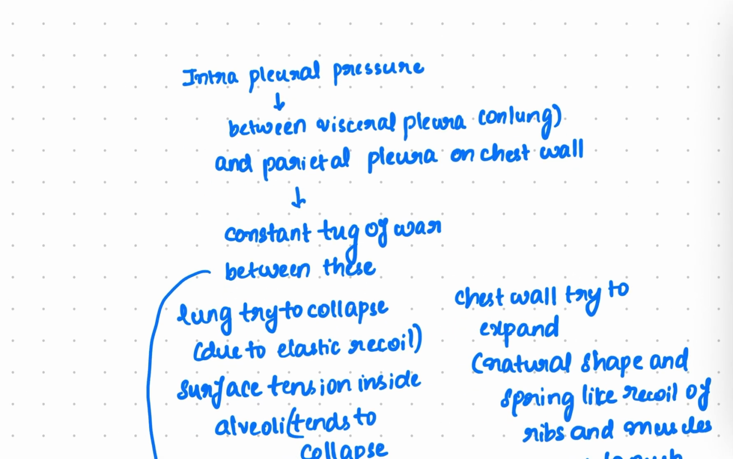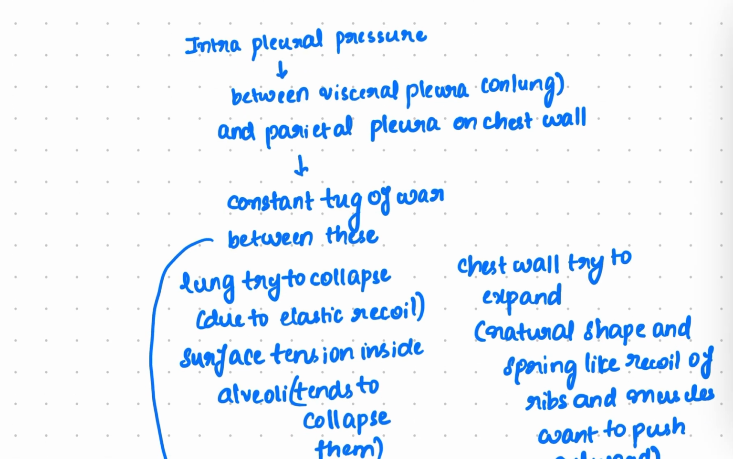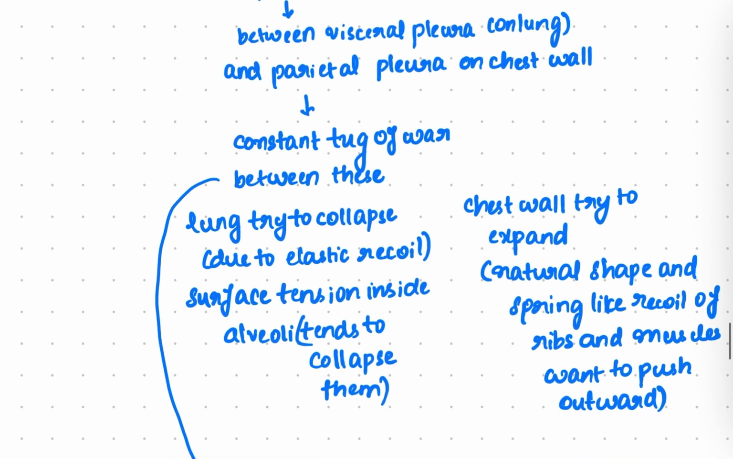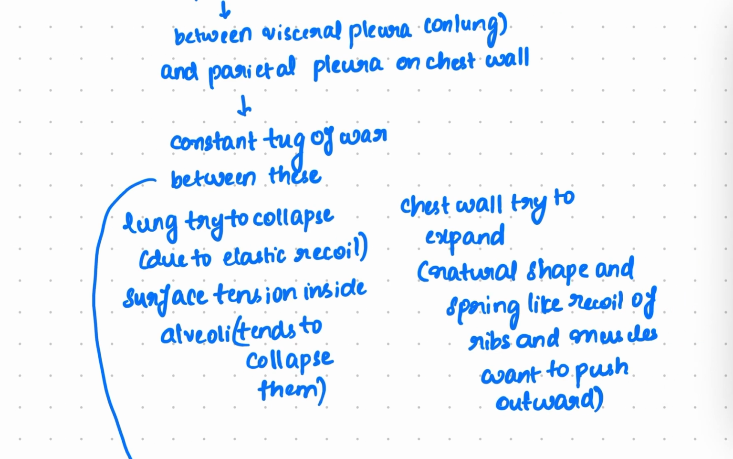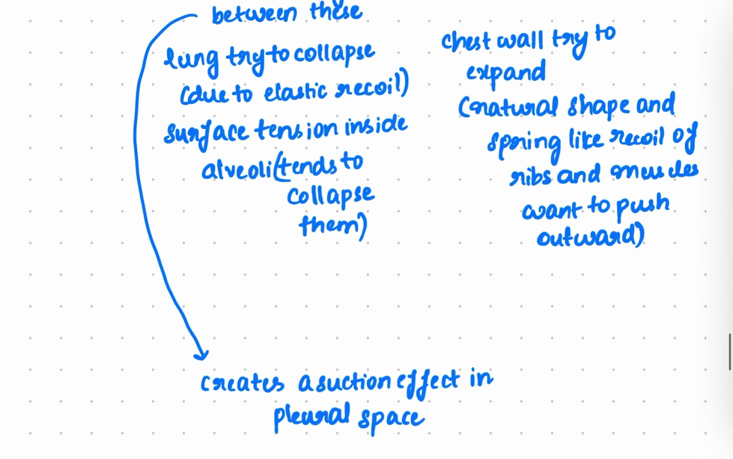Intrapleural pressure is the pressure between the visceral and the parietal pleura. The visceral pleura is on the lung, the parietal pleura on the chest wall. So there is a constant tug of war between these. The lungs try to collapse because of the elastic recoil, and also surface tension inside the alveoli tends to collapse them. And the chest wall tries to expand outward because of its natural shape and the spring-like recoil of the ribs, and the muscles want to push outward.